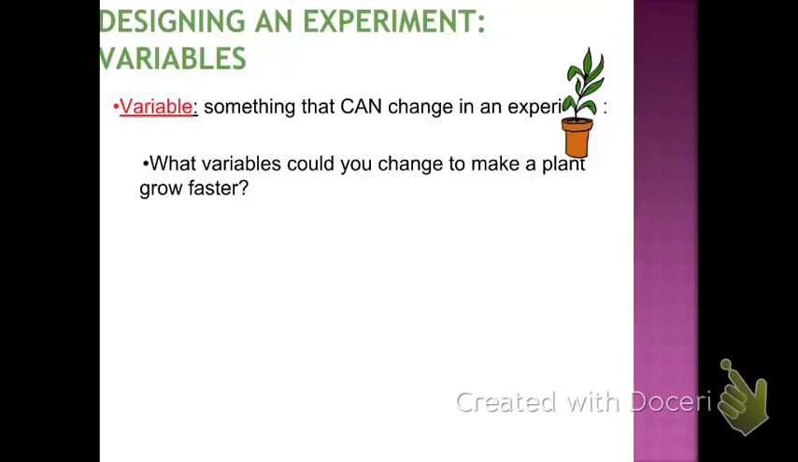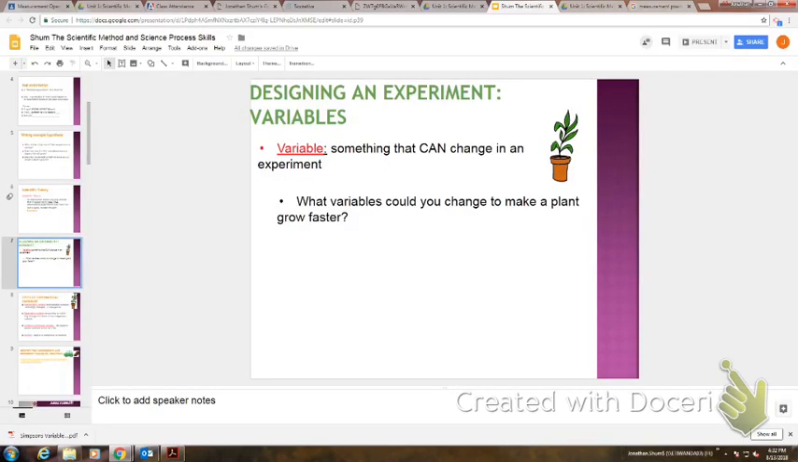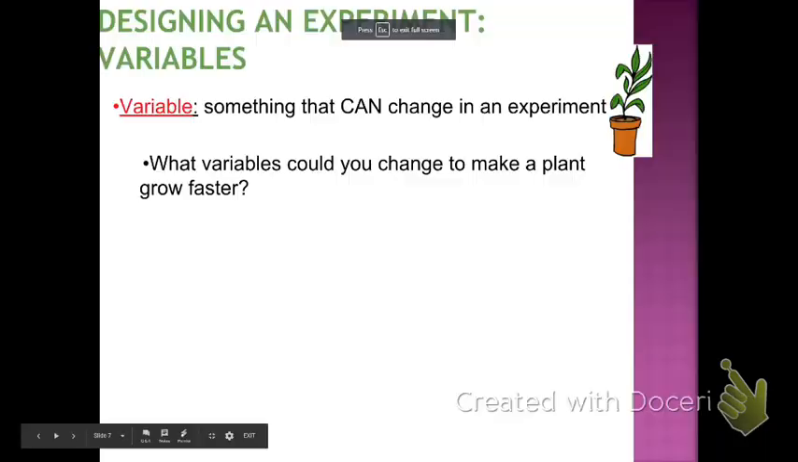All right, so we're going to talk about experimental design, specifically variables in an experiment. And so the overall definition of a variable is something that can change in an experiment, right? So it can change in an experiment.